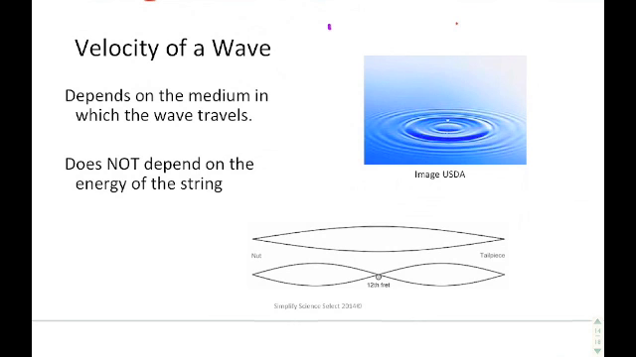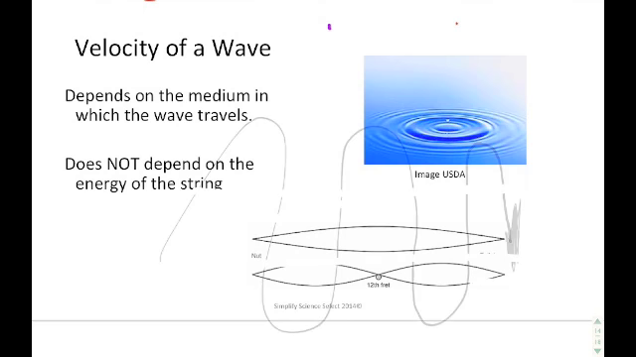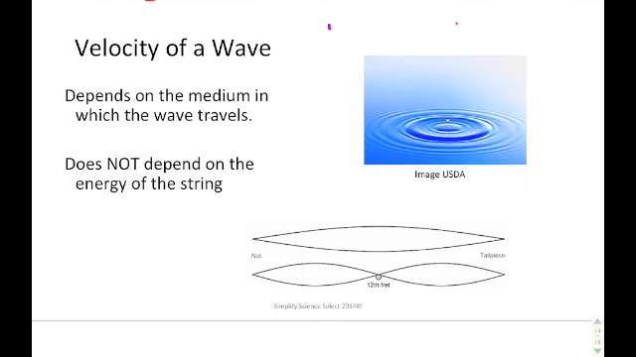Now we talk about the velocity of a wave. The velocity depends on the medium in which it travels. It does not depend on how much energy you put into the string. So for example, if you were to all of a sudden put a lot of energy into this particular wave, it would just make it move higher or lower. Okay, it would not make it move faster or slower. So the energy that you put in a wave actually has nothing to do with how fast it will travel. Instead, it depends solely on the medium in which it travels.